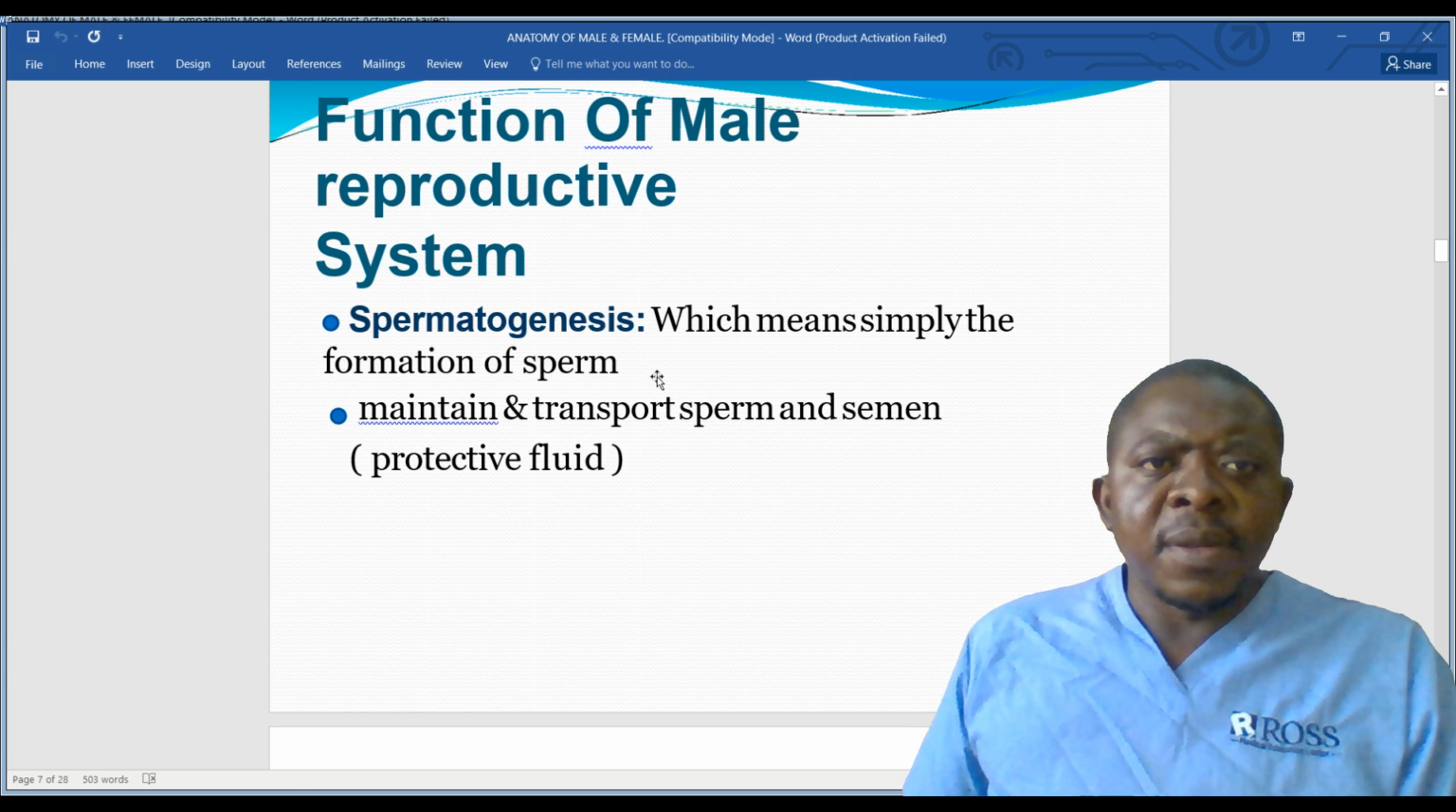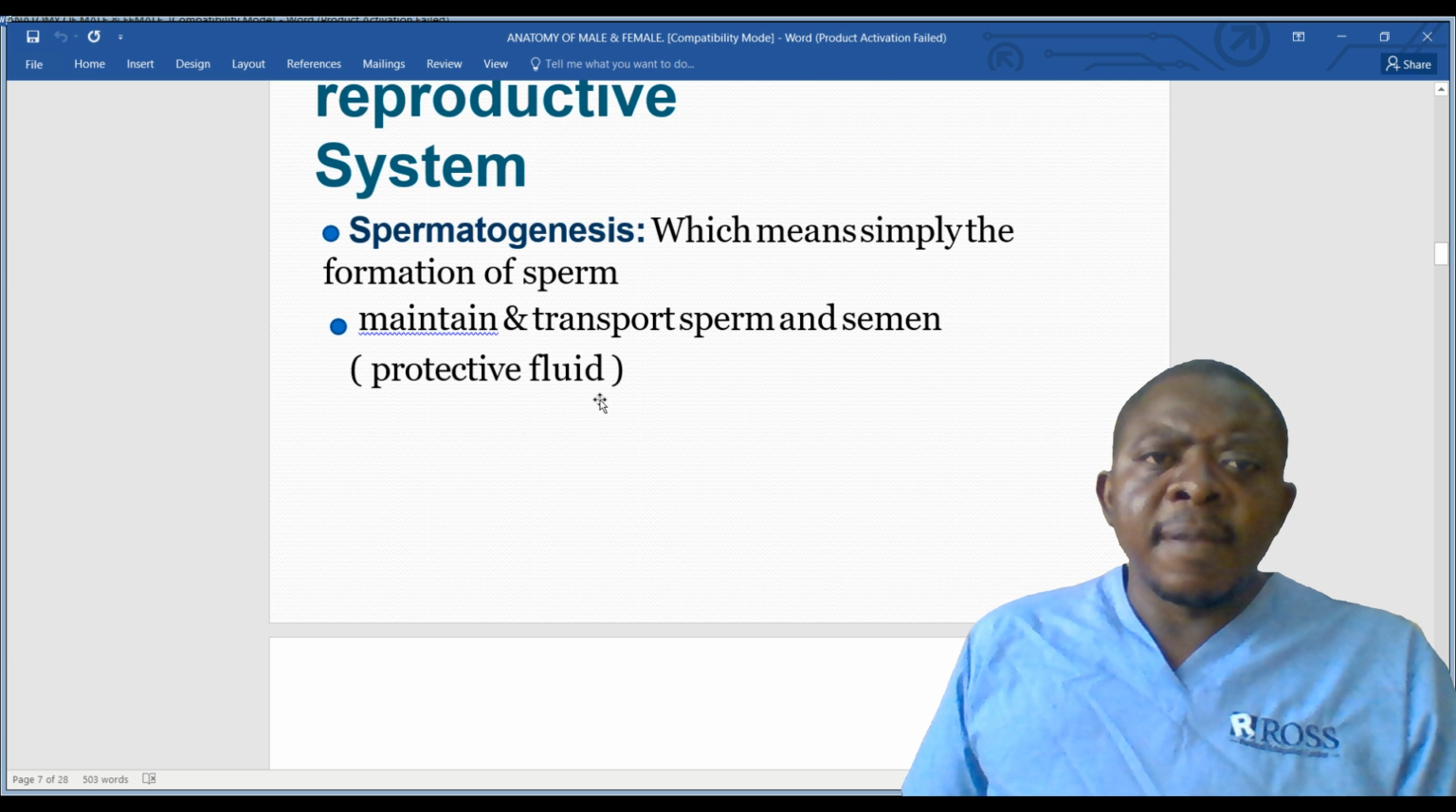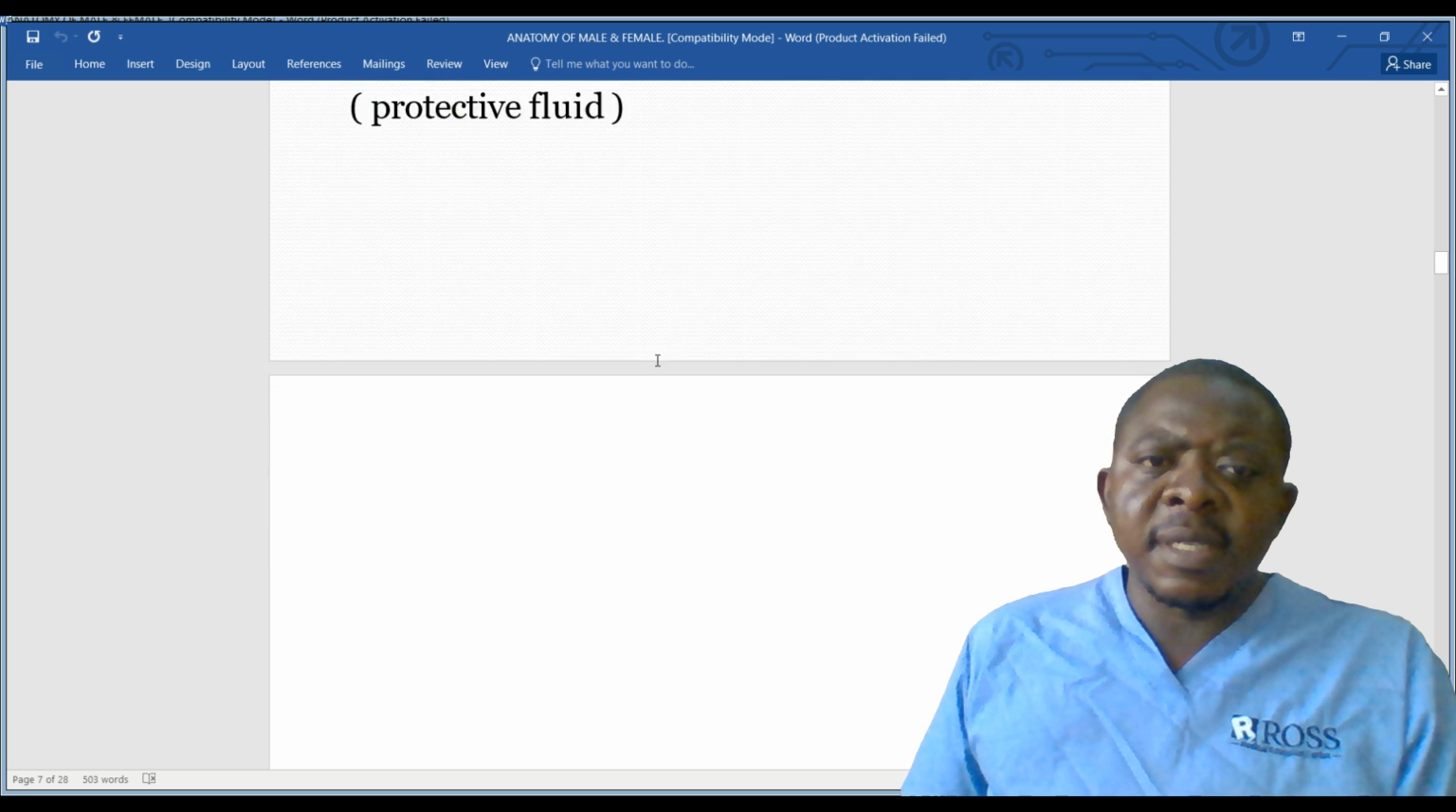Functions of male reproductive system. So, functions of a male reproductive system include spermatogenesis, which means simply the formation of sperm. Also, it helps to maintain and transport sperm and semen. Okay, so semen is a protective fluid through which the sperm cells are carried.